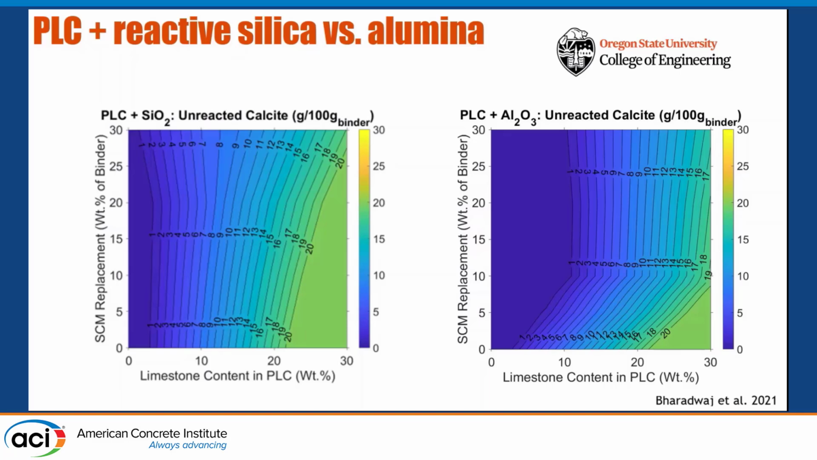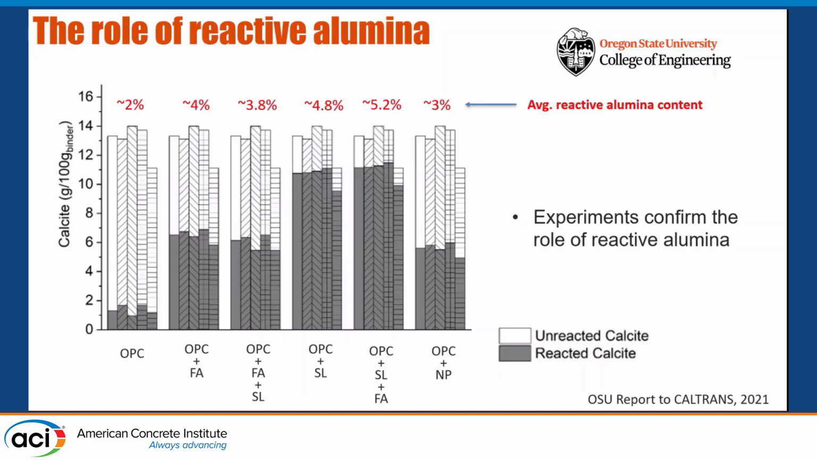Now, you can also see what's happening. What does reactive alumina do? Reactive alumina basically consumes the calcite. These plus signs are unreacted calcite. You can see that unreacted calcite amounts are significantly lower when you look at a system with reactive alumina compared to a system with reactive silica. So when you have reactive alumina in the system, you're actually consuming your limestone. The concept that we always were taught, that limestone is an inert material, actually is not correct. Limestone reacts with alumina.